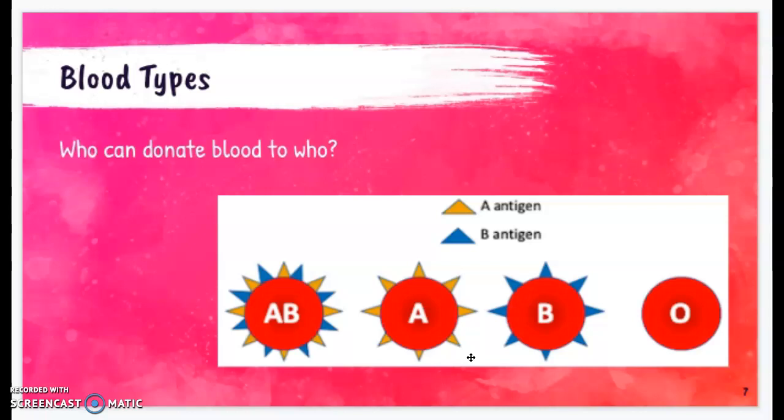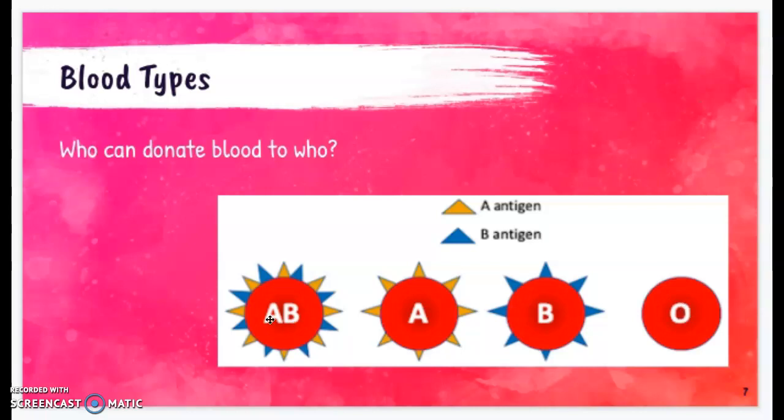Okay, so we're going to start out this way. What if you are type AB blood? The question is, can you get a transfusion from someone who is type A blood? The answer is absolutely. You can get a transfusion from someone who's type A blood, no problem. Could you get a transfusion from someone who's type AB blood? Absolutely. Could you get a transfusion from someone that's a B type blood? Absolutely. Could you get a transfusion from someone who is type O blood?